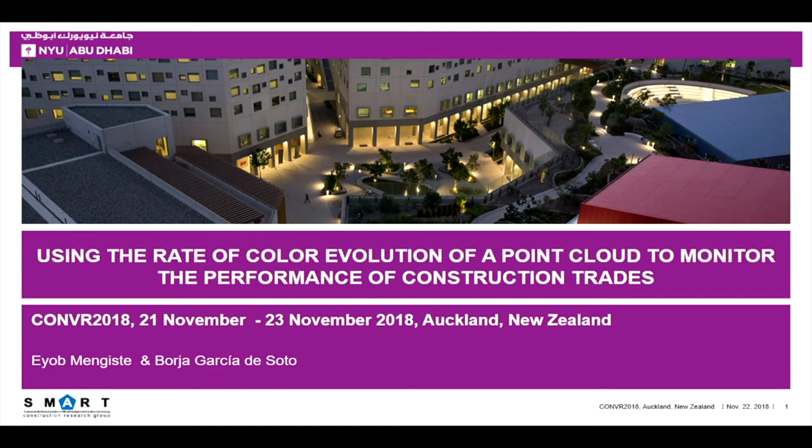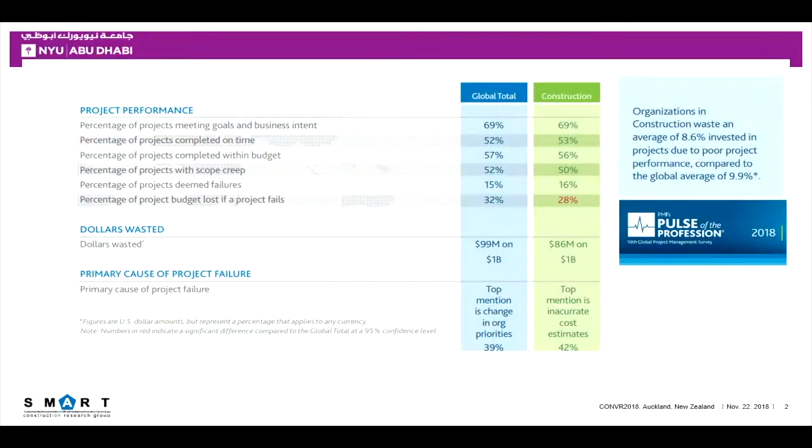New York University is quite a new university, but we have emerging research teams, and I belong to one of them. It's a construction research group, and today I'm going to present one of our research works, which is actually ongoing. It's called Using the Rate of Color Evolution of a Point Cloud to Monitor the Performance of Construction Trades.